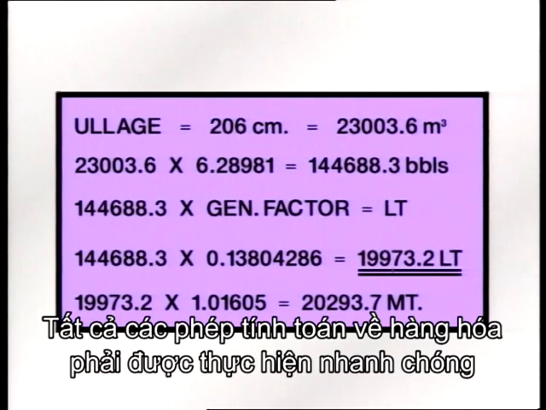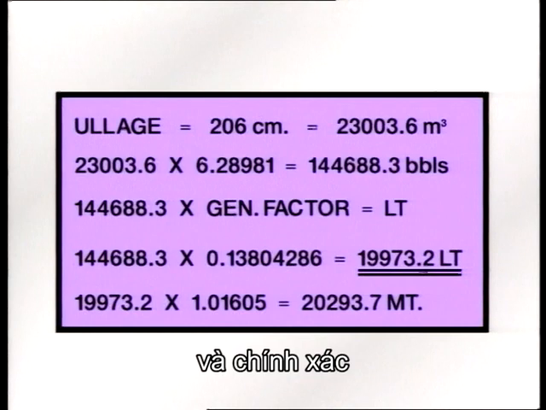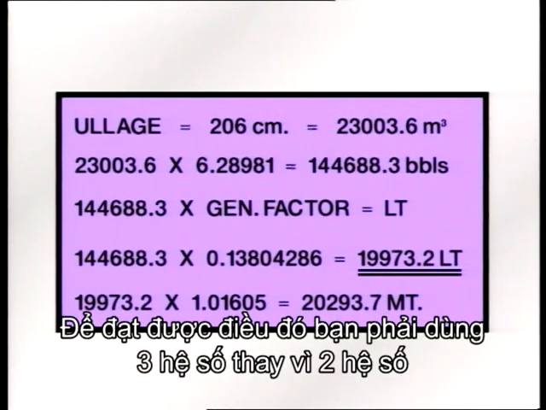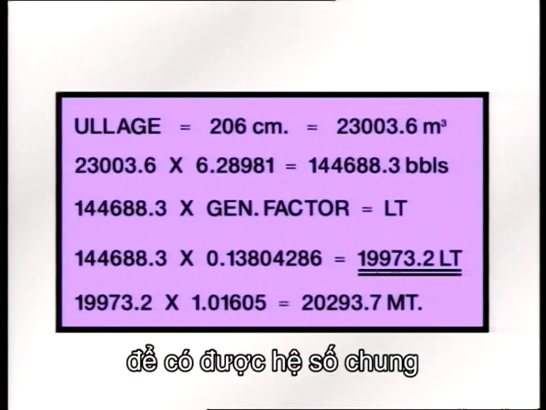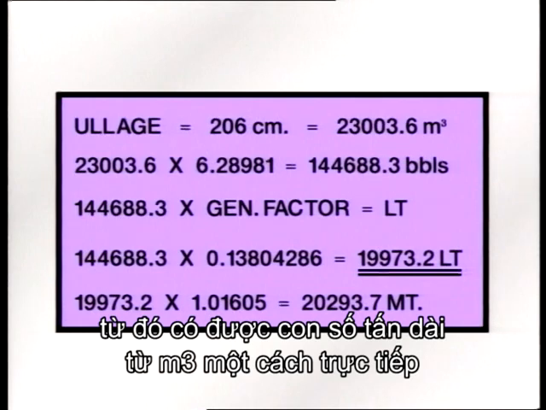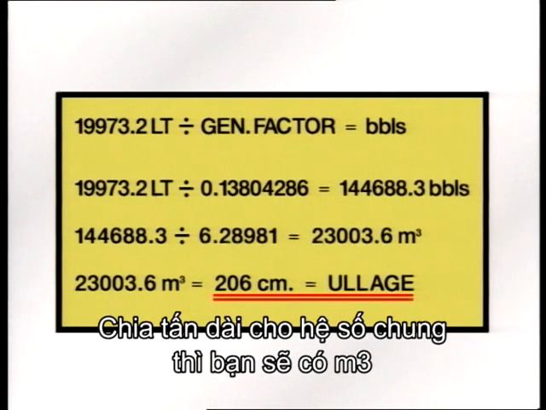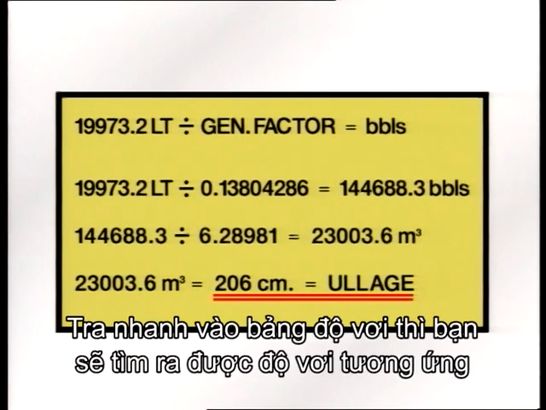All cargo calculations must be done with speed and accuracy. Using general factors will save a lot of time. Observe that you could have used 3 factors instead of 2 to get a general factor, directly giving you long tons from cubic meters. Of course, it's possible to work the other way round. Divide long tons with the general factor, and you will get cubic meters. A quick look at the ullage table will give you the corresponding ullage.